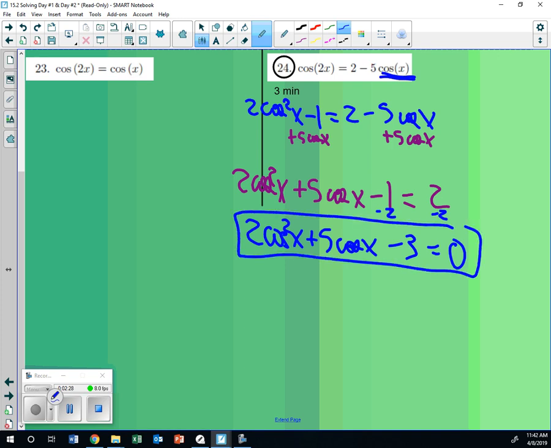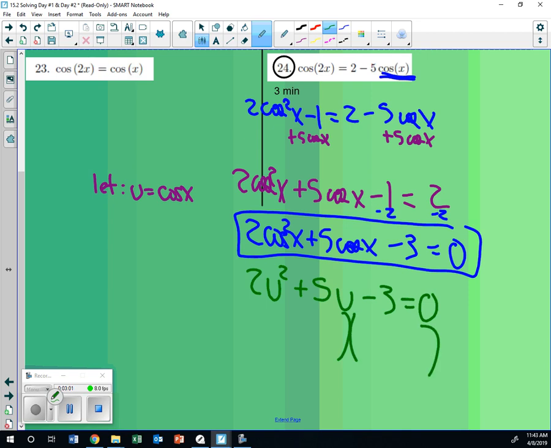Does that look familiar to you? Looks very what-like? Quadratic-like, yeah. Now this is an option and you don't have to do it this way, but I've found lots of students that appreciate it. I'm going to let u equal cosine x. You can just factor this if you want, but some students really like this: 2u squared plus 5u minus 3. Is that a little easier for you to see how to factor it?